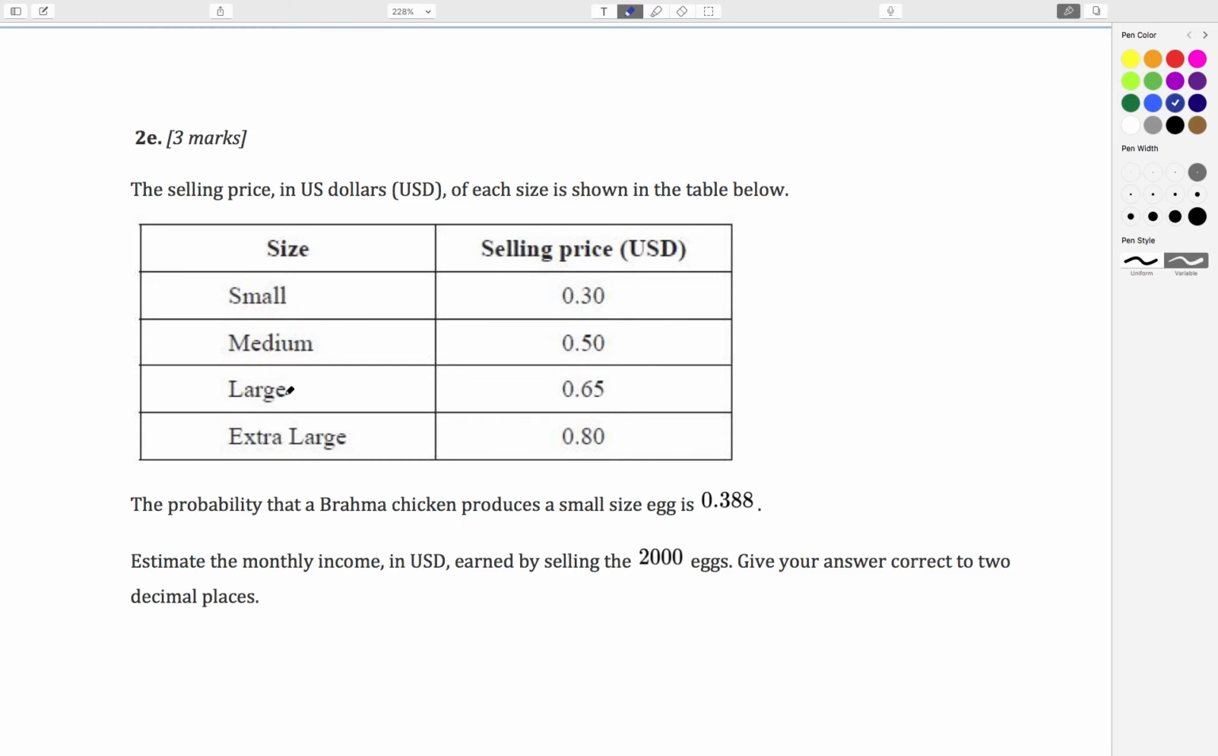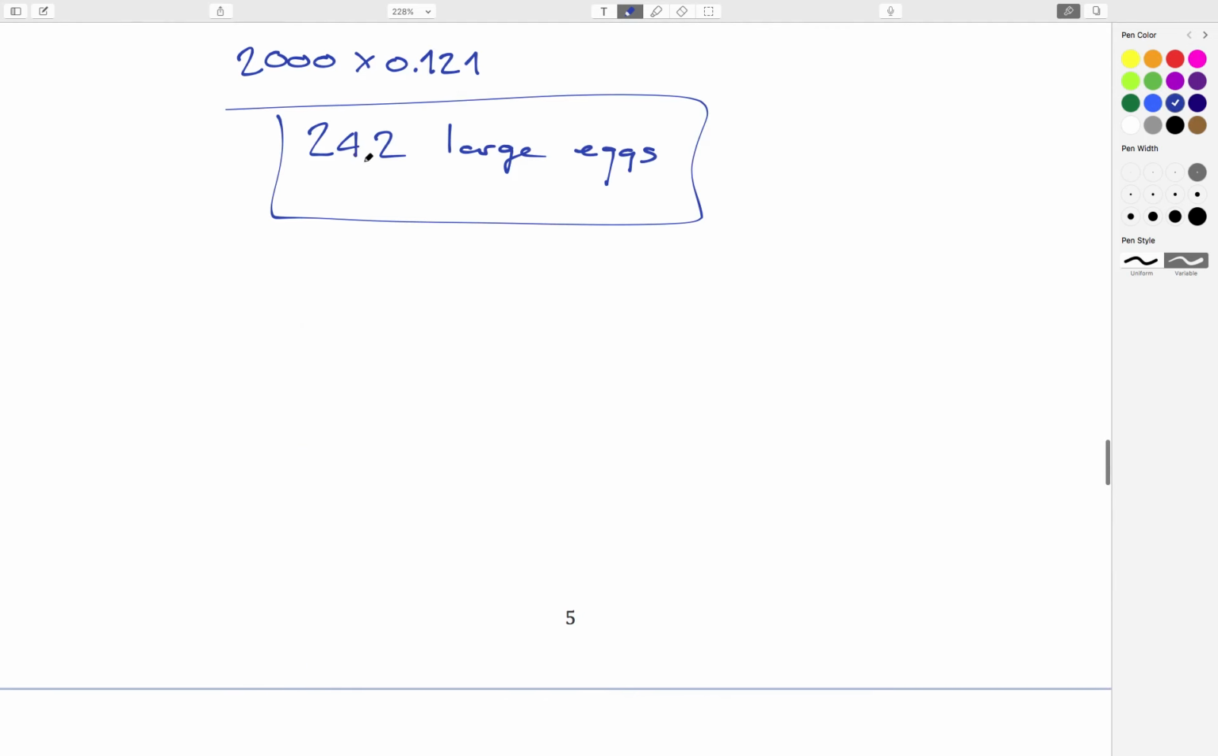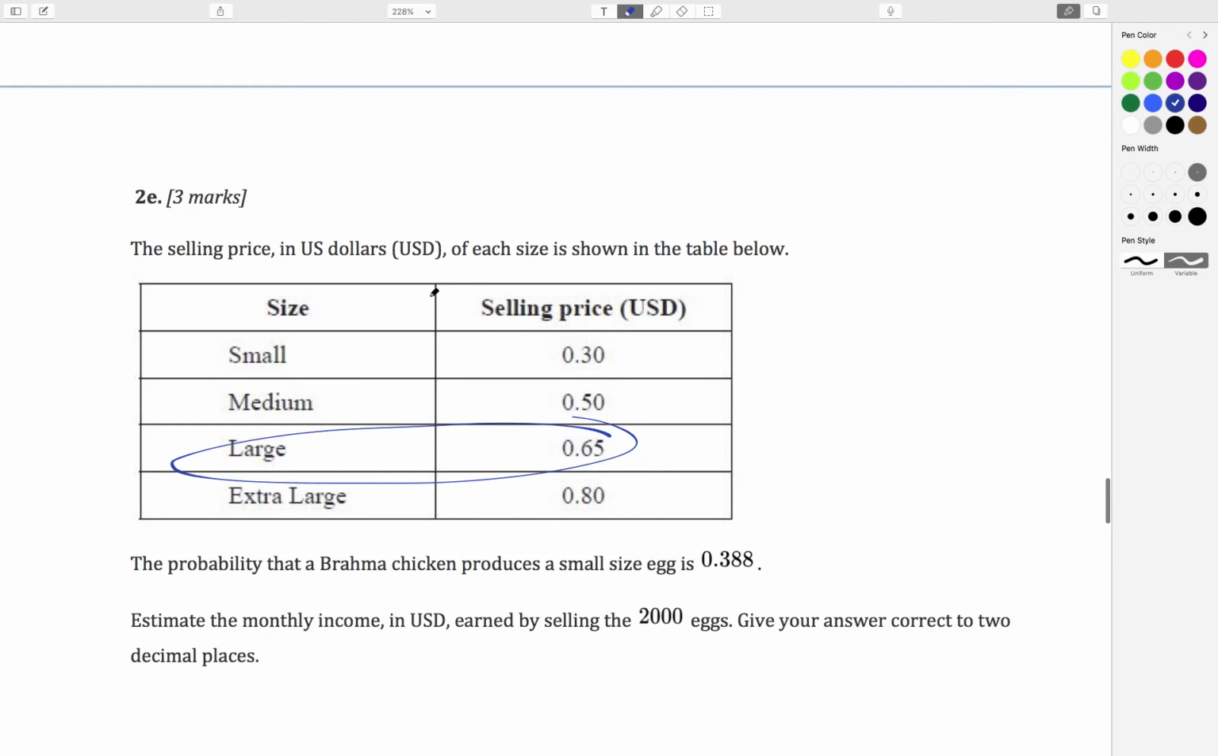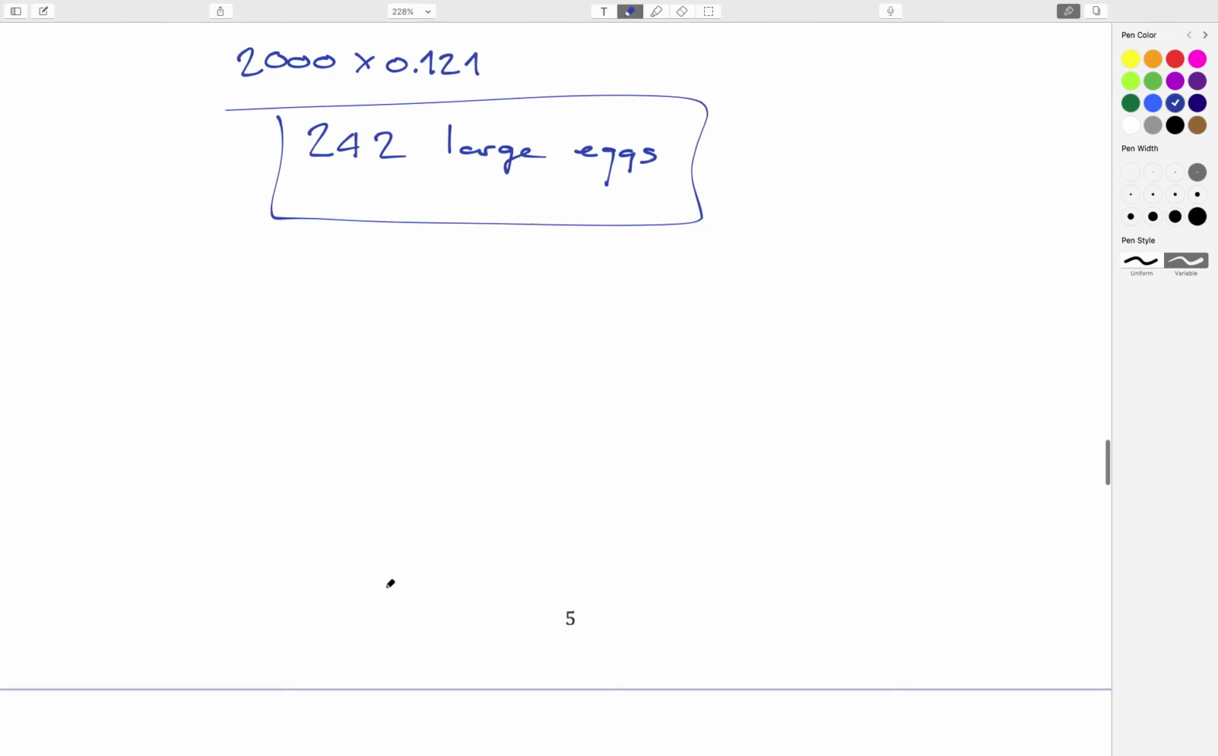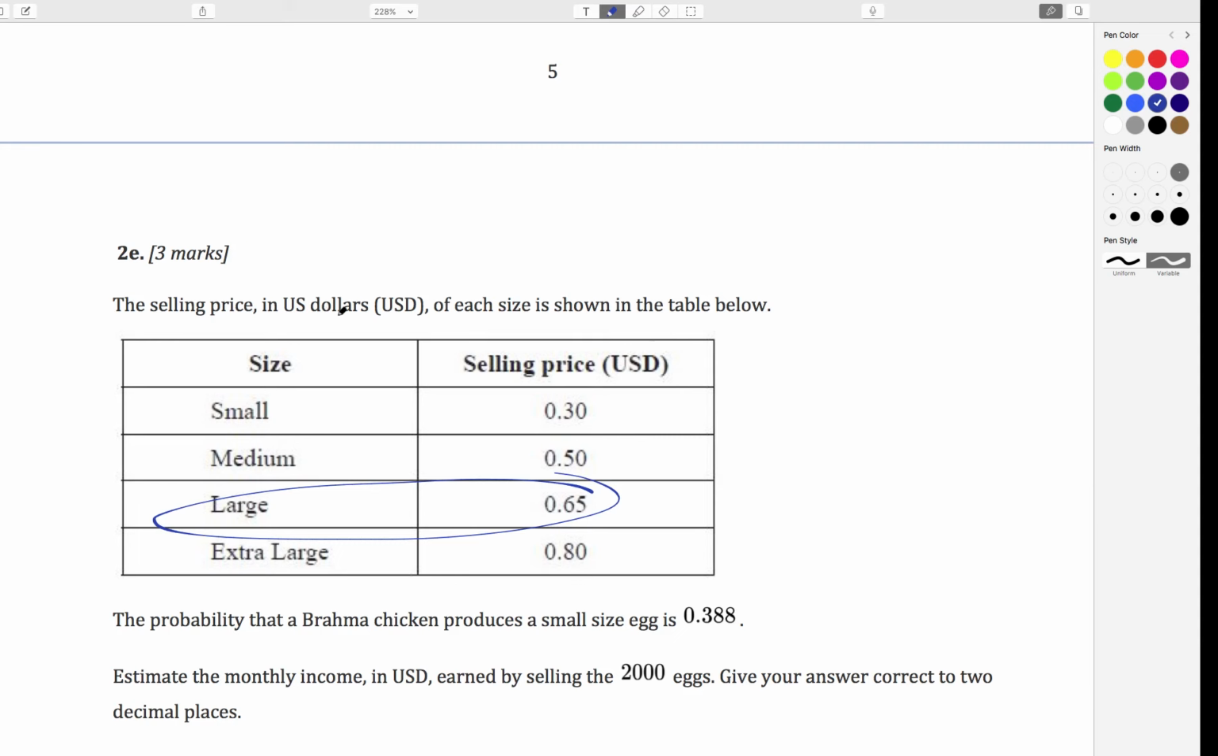We know how many large eggs we expect to produce. I expect to produce 242 large eggs. If I multiply that times the selling price, that tells me the income for only the large eggs. If I can estimate the number of eggs I have in each other category and multiply that times the price, I have a total estimate for the income for that month. I'm going to do all of this in Google Sheets because it's just that much easier to set it up on a spreadsheet. First of all, my categories are small, medium, large.